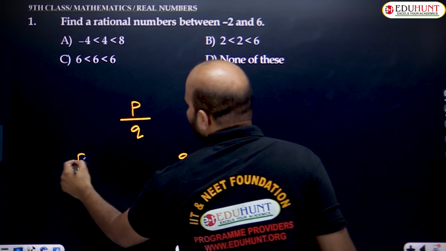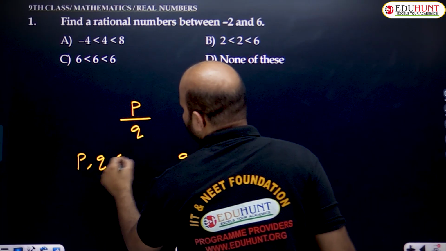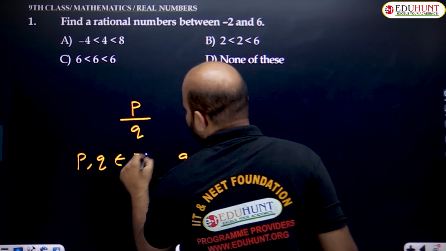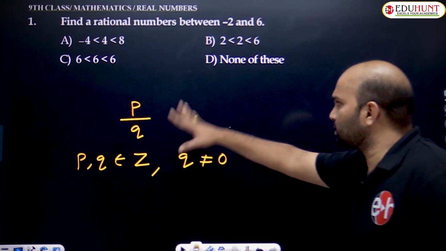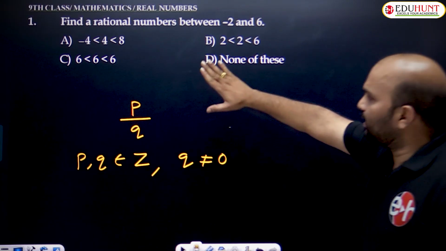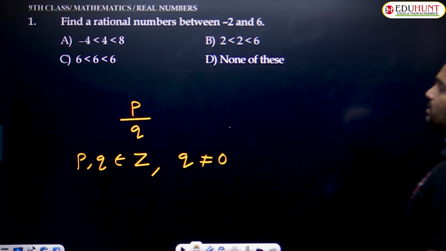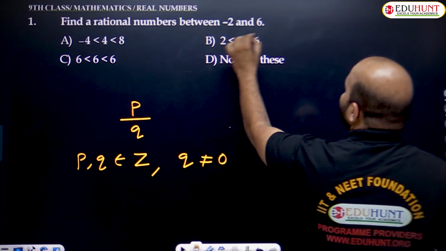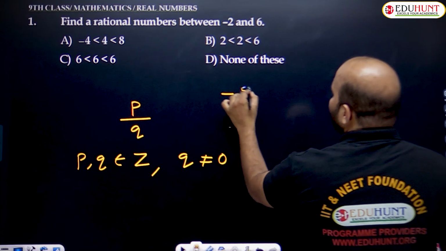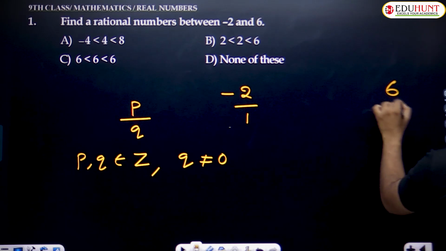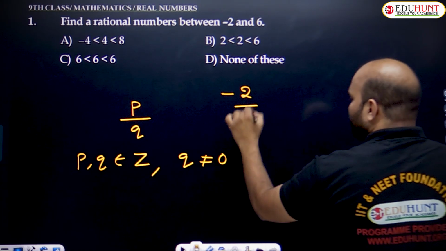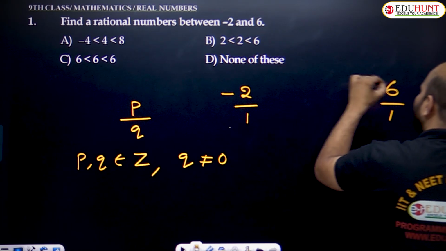and p and q are integers. Integers are denoted by Z, so p and q belong to Z. q is not equal to 0. So this form is called a rational number. Am I clear? Between -2 and 6, -2 can be written as -2/1, and 6 can be written as 6/1.